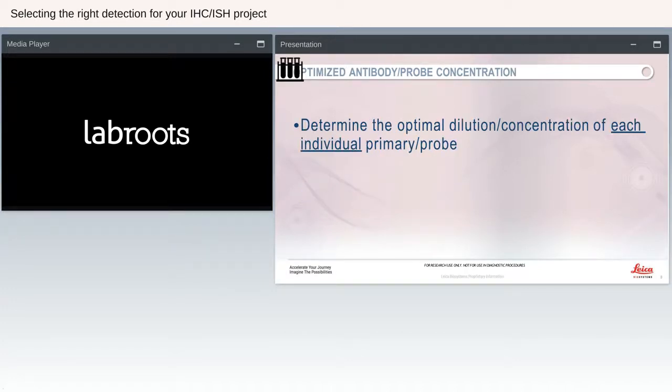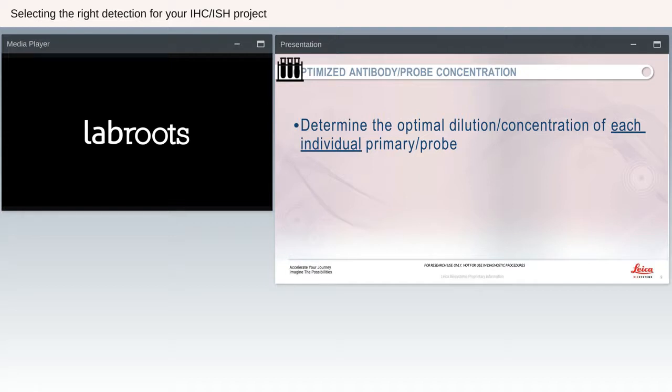Next thing, optimizing your antibody and probe concentrations. So this is key. Certainly, if you are going to, like I said earlier, try to throw 20 markers at a piece of tissue at the same time, you're going to need to know the optimized dilution concentration of those primaries and the probes as well.